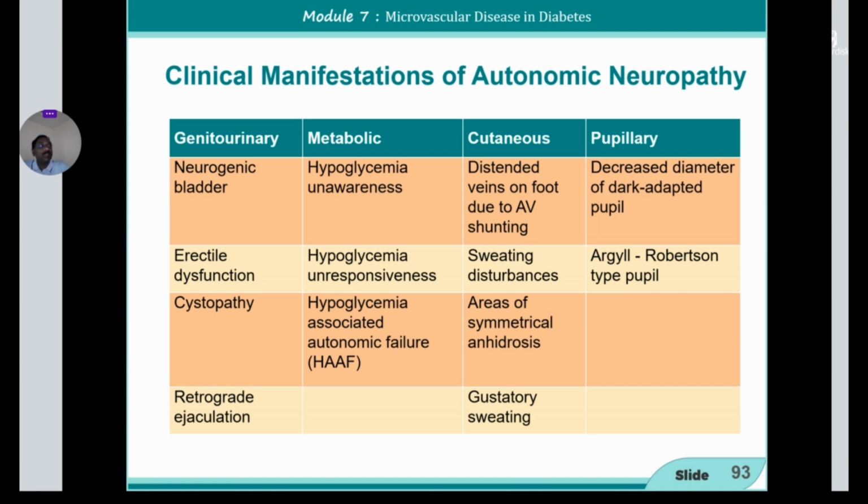Then sweating disturbances. Some diabetics will have sweating disturbances, areas of symmetrical anhydrosis and gustatory sweating. So this is the skin autonomic neuropathy.